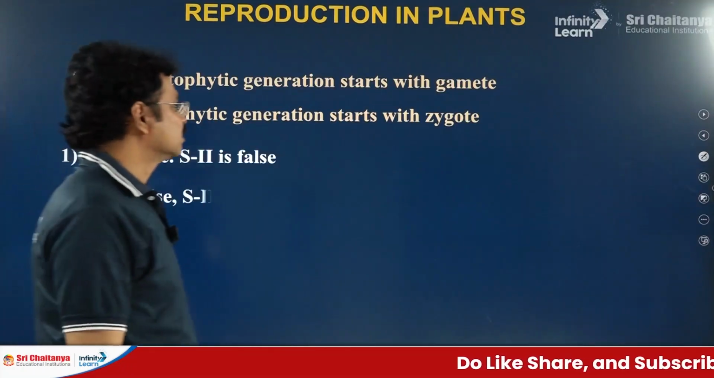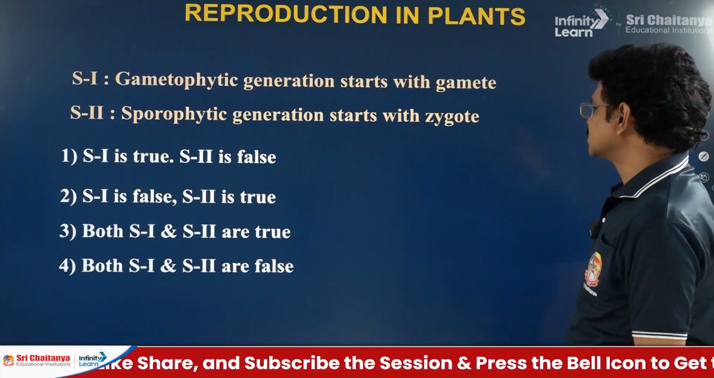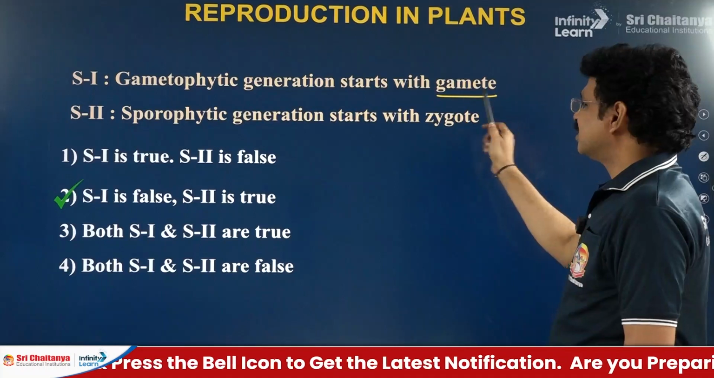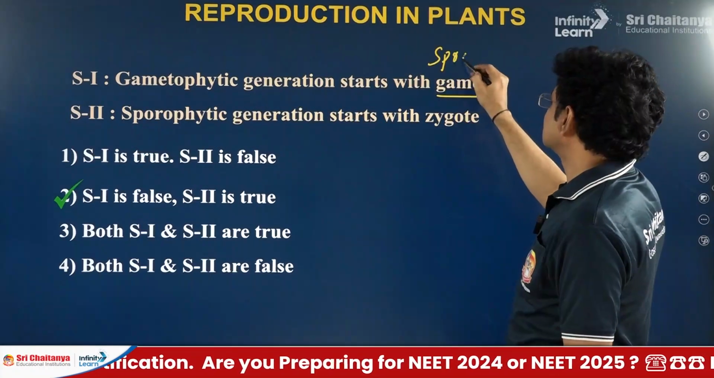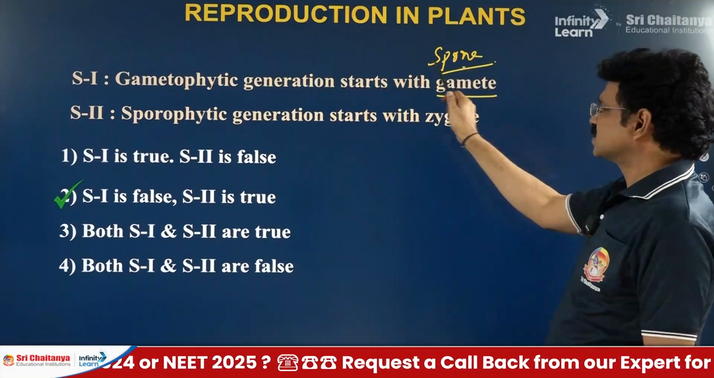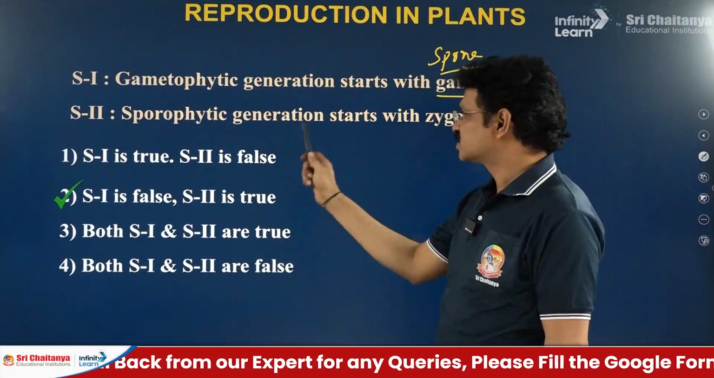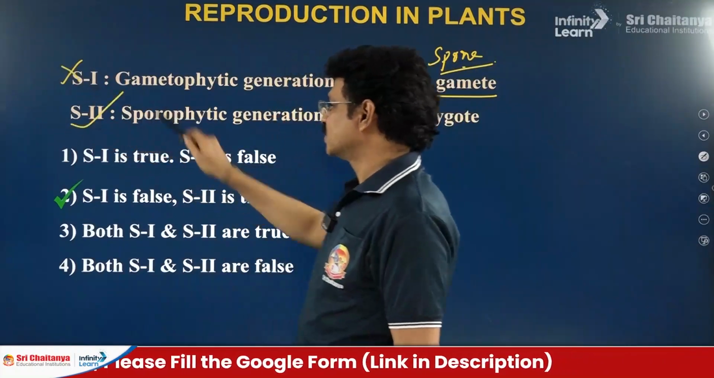Gametophytic generation starts with gamete. Second statement, sporophyte generation starts with zygote. Statement 1 is false. Gamete is not the first cell for the gametophyte. For example, if spore is there, then only the statement is correct. Spore is the first cell for the gametophytic generation. Okay, zygote is the first cell for the sporophytic generation. Statement 1 is false, second one is true.